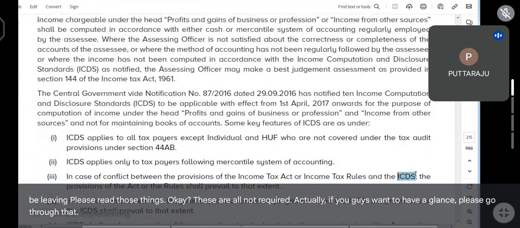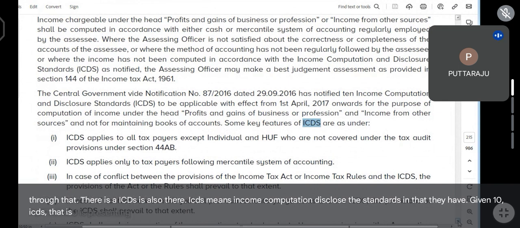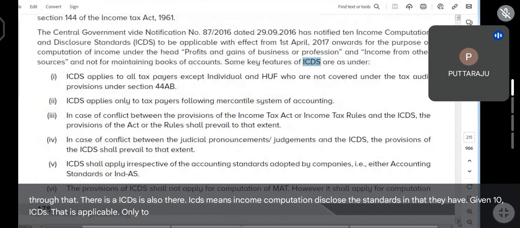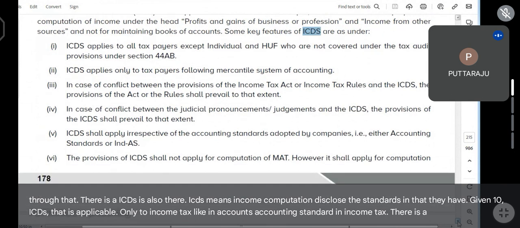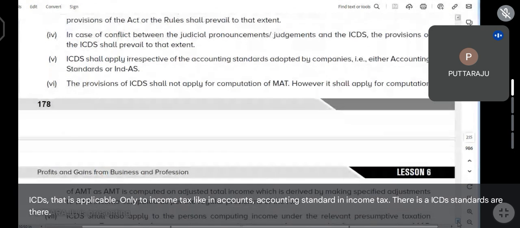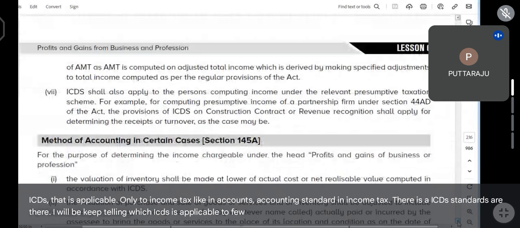There is also ICDS. ICDS means Income Computation Disclosure Standards. In that, they have given 10 ICDS that are applicable only to income tax. Like accounting standards in accounts, in income tax there are ICDS standards. I will keep telling which ICDS is applicable to a few transactions.